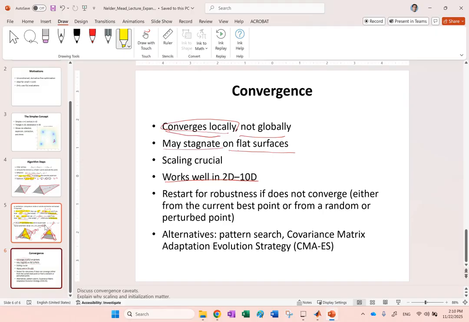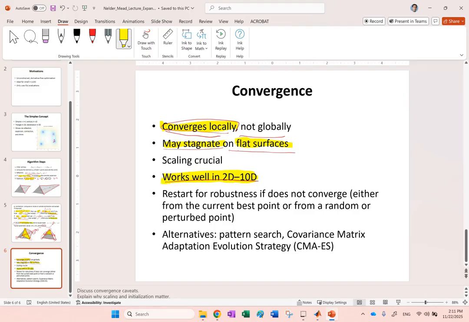So as we said, this method is a local optimizer, not a global one. If it goes to flat surfaces, it can stay stationary and stagnate. It works well as long as the number of variables is from 2 to 10.